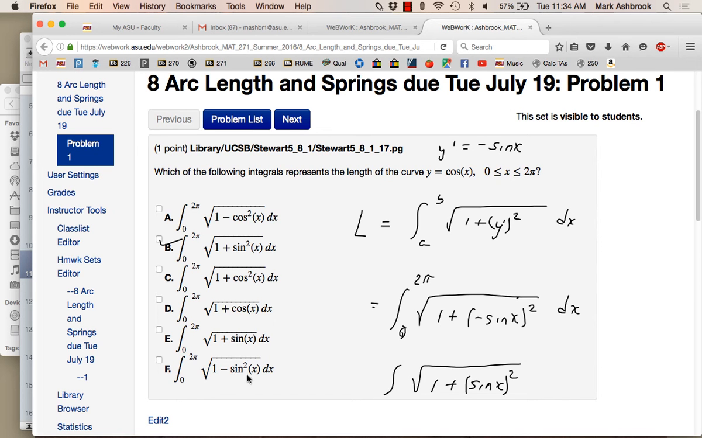It's not going to be minus sine squared. So when you square the opposite of something, you're just going to get the same thing as if you had squared it. It's the positive version of it. So the answer is going to be B.